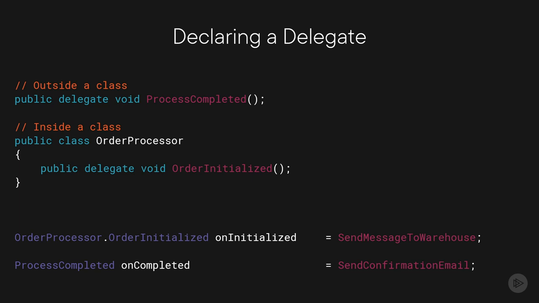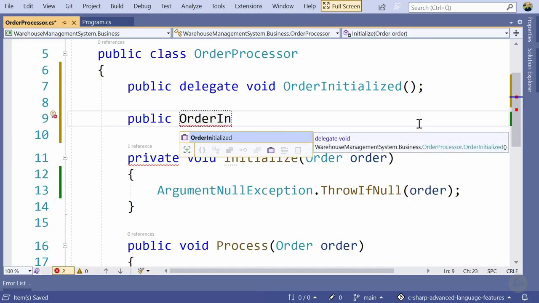modifiers such as public, protected, internal, or private. The delegate must be at least as accessible as the way you expose it. This means you cannot declare a private delegate and expose it through a public method. Let's now use this delegate that we have created.